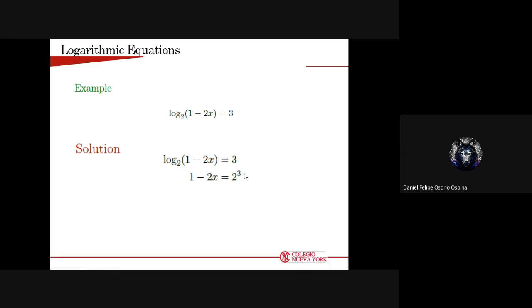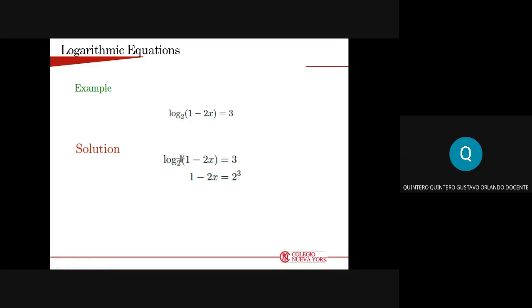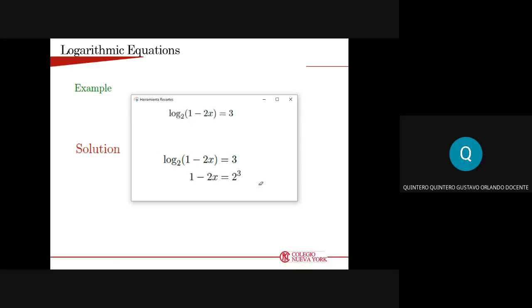Teacher, can you explain again how we got the 2 to the third? I don't understand. Sure, Danny, absolutely. Let me just open my tool. All right, I'm going to work with this.